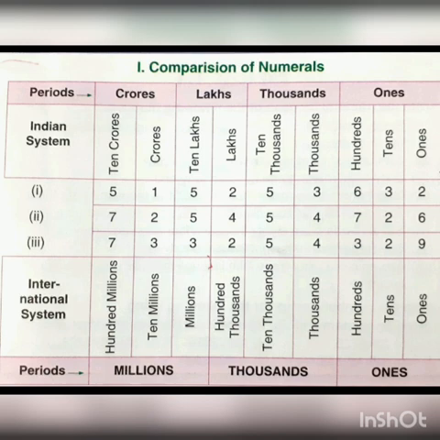Now let us do the comparison of numerals. You can see that I have made the chart, and above it is the Indian number system and below it is the international number system. You can see the ones column is the same in both. But when it comes to thousands, the Indian number system has 2 columns only, while the international number system has 3 columns.